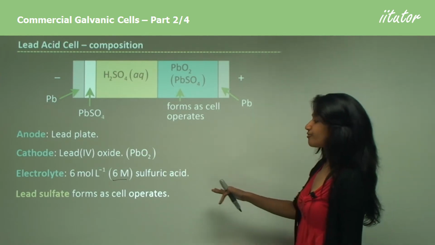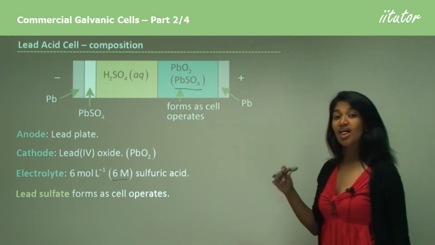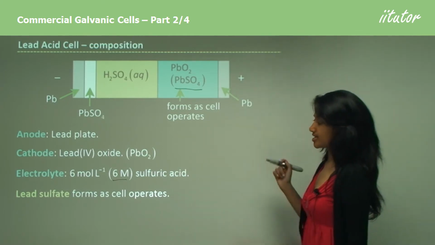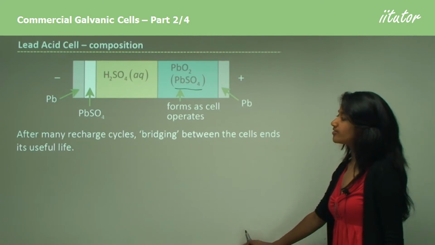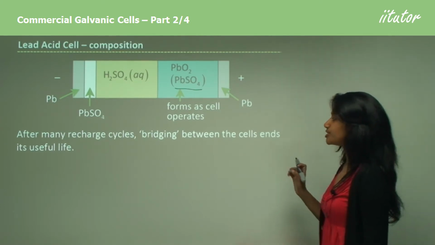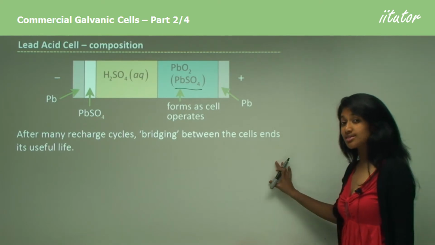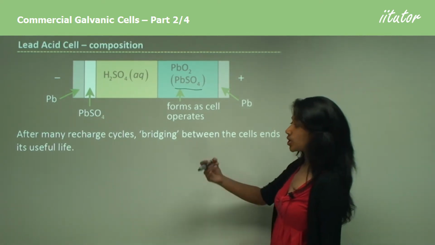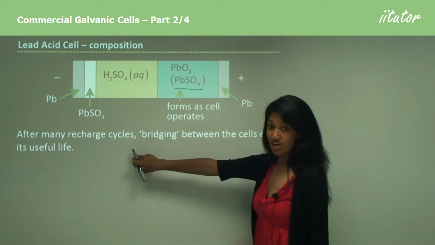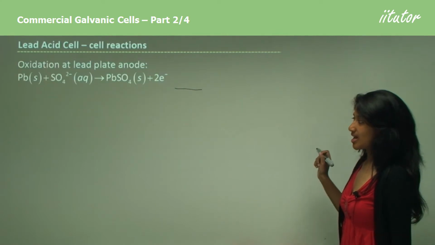Lead sulfate forms as the cell operates. So the lead sulfate here, which is in brackets, forms as the cell operates, and you can see that happening. After many recharge cycles, bridging between the cells ends its useful life. So we know that this is a secondary cell, which means it can be recharged, but after many recharges, the bridging between the cells ends it.